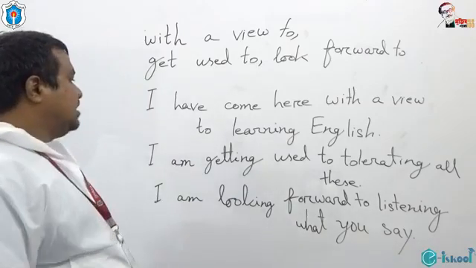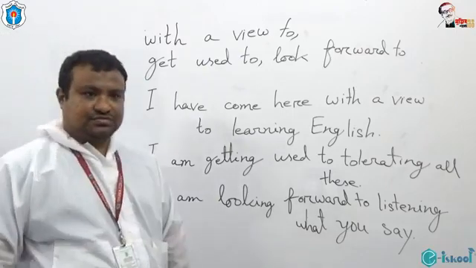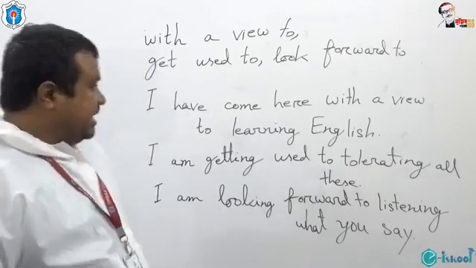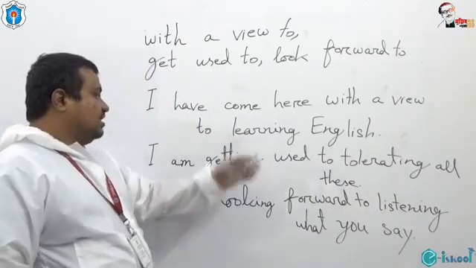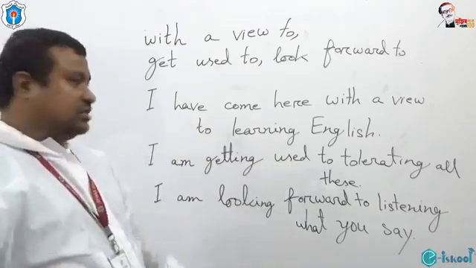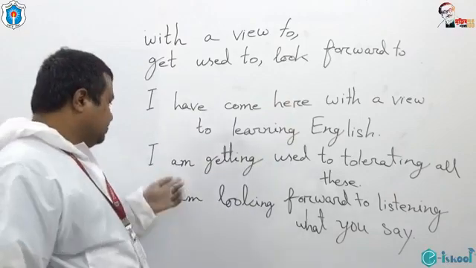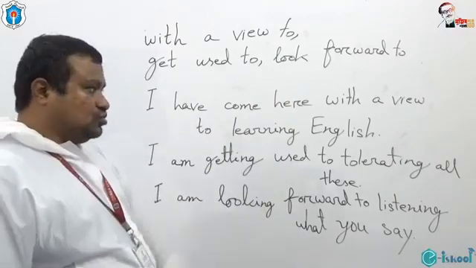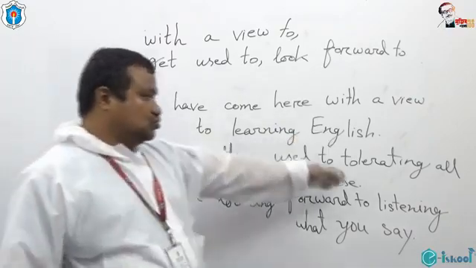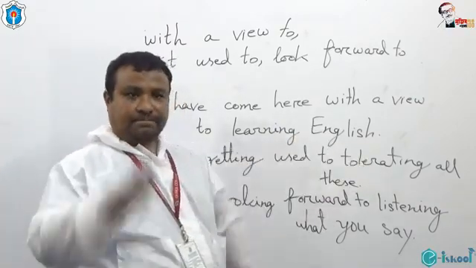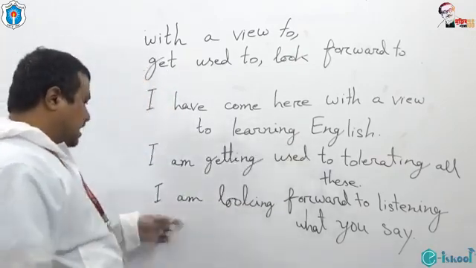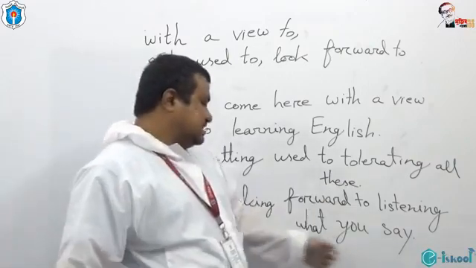I have come here with a view to learning English. Here, with a view to, and after this phrase, we see learning English, not learn English, not to learn English, because the phrase is with a view to. I am getting used to tolerating all this. Getting used to, tolerating. Main verb plus ing again, because the phrase is getting used to. I am looking forward to listening what you say.